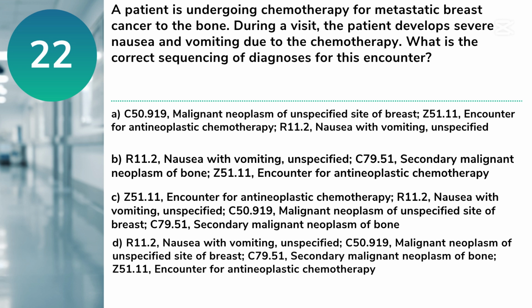C. Z51.11, encounter for antineoplastic chemotherapy, R11.2, nausea with vomiting, unspecified, C50.919, malignant neoplasm of unspecified site of breast, C79.51, secondary malignant neoplasm of bone. D. R11.2, nausea with vomiting, unspecified, C50.919, malignant neoplasm of unspecified site of breast, C79.51, secondary malignant neoplasm of bone, Z51.11, encounter for antineoplastic chemotherapy.